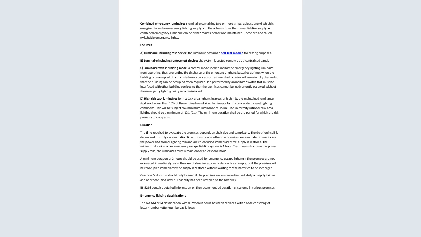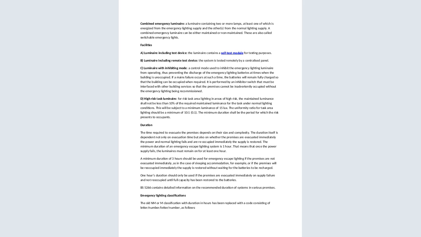What about the minimum duration of 3 hours? It should be used for emergency escape lighting if the premises is not evacuated immediately, as in the case of sleeping accommodation, for example, or if the premises will be reoccupied immediately, the supply restored without waiting for the batteries to be recharged.